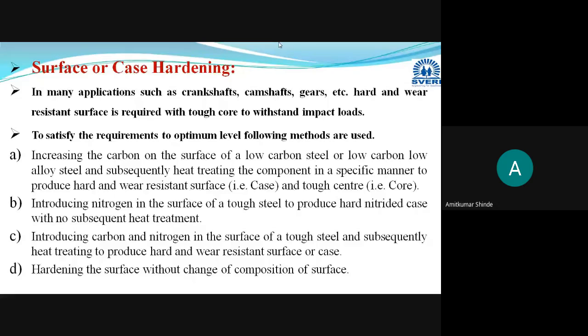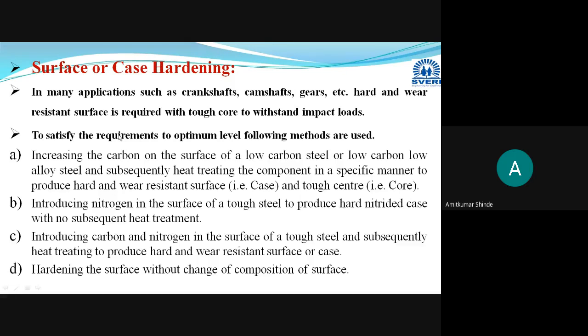These three types will be there, and these three surface treatments will involve the change in the composition of that steel. Then the main second type of the surface heat treatment process will be without changing the composition. And in this, without changing the composition of the surface, two types of heat treatment processes are there: induction hardening and flame hardening. And how these different processes are conducted, we are going to discuss one by one. Now before that, I will just tell you the names.